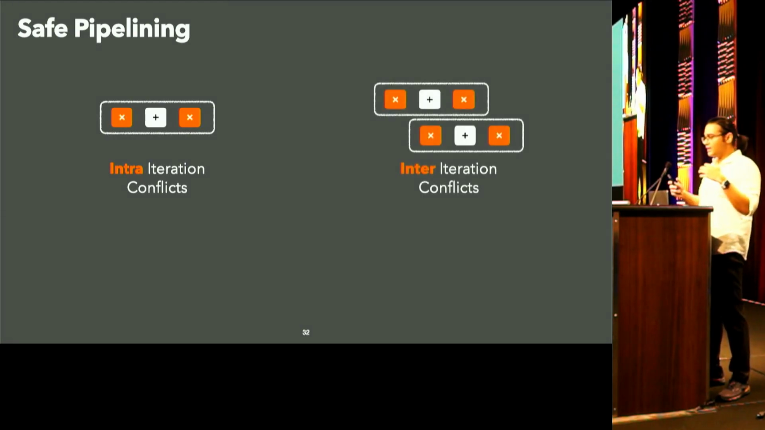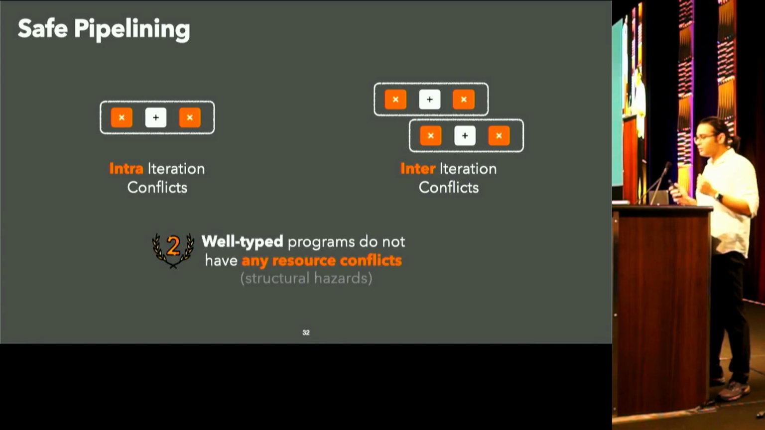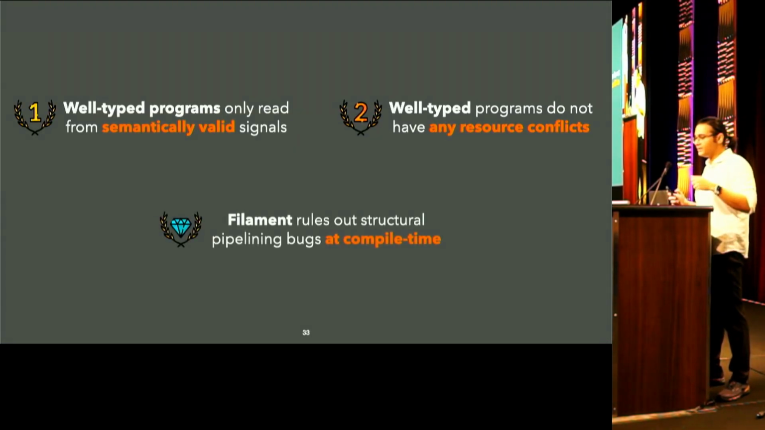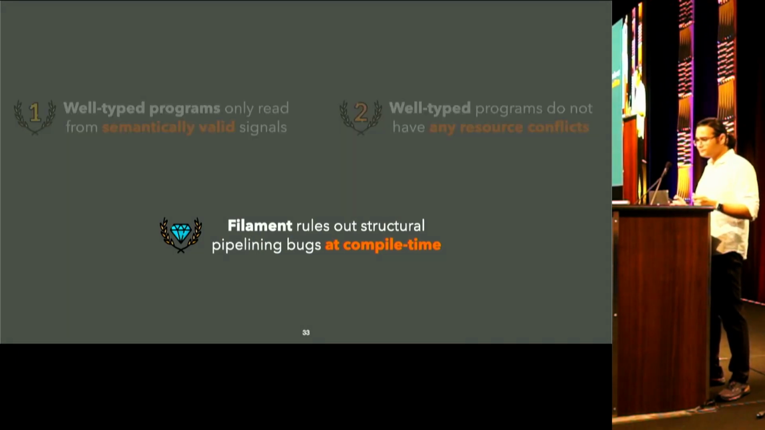The second set of properties we enforce are inter-iteration conflicts, which occur when you have multiple pairs of inputs being processed by the same physical resource. Together, Filament will reason about this and ensure that there are no structural hazards in your design by eliminating all resource conflicts at compile time. These properties together mean that Filament can rule out a large class of structural pipelining bugs at compile time.